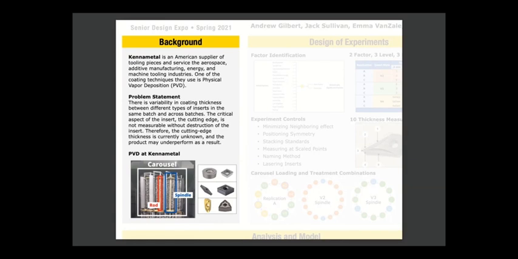In this process, inserts are loaded onto rods, a collection of rods compose a spindle, and 10 spindles make a carousel. There is variability in the coating thickness between different types of inserts and across batches. Thickness measurements cannot be performed without destruction, so currently thickness at the cutting edge is unknown, and the product may underperform as a result.